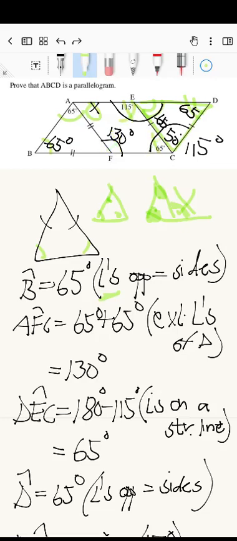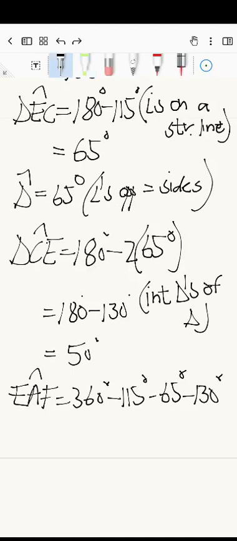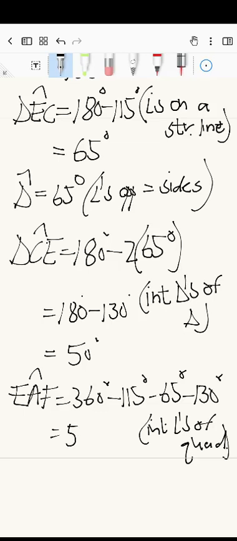Okay, so let's go ahead and do that. And we do need a reason. We didn't write our reason, so I'm going to put my reason over here. This is going to be interior angles of our quadrilateral. Okay, so let's use the calculator. 360 minus 115 minus 65 minus 130, and that's 50 degrees.